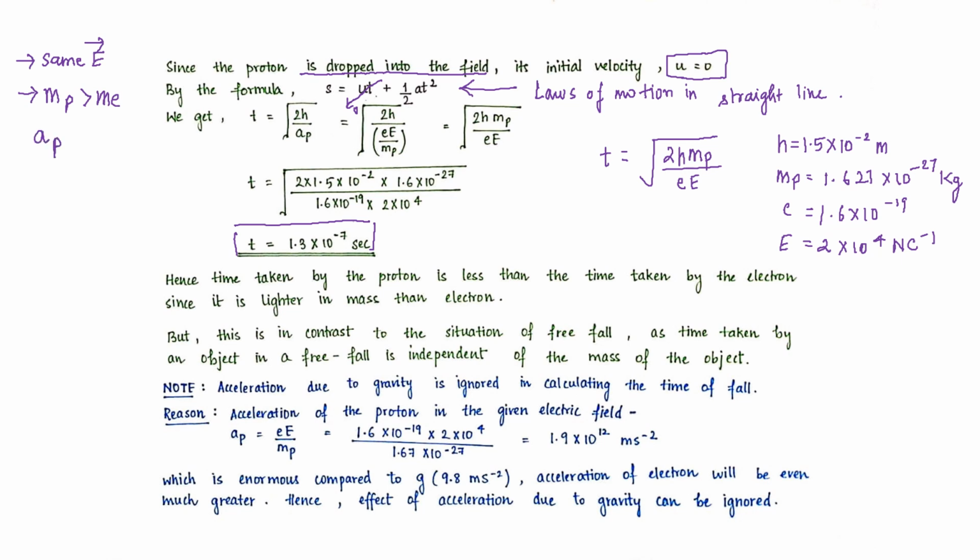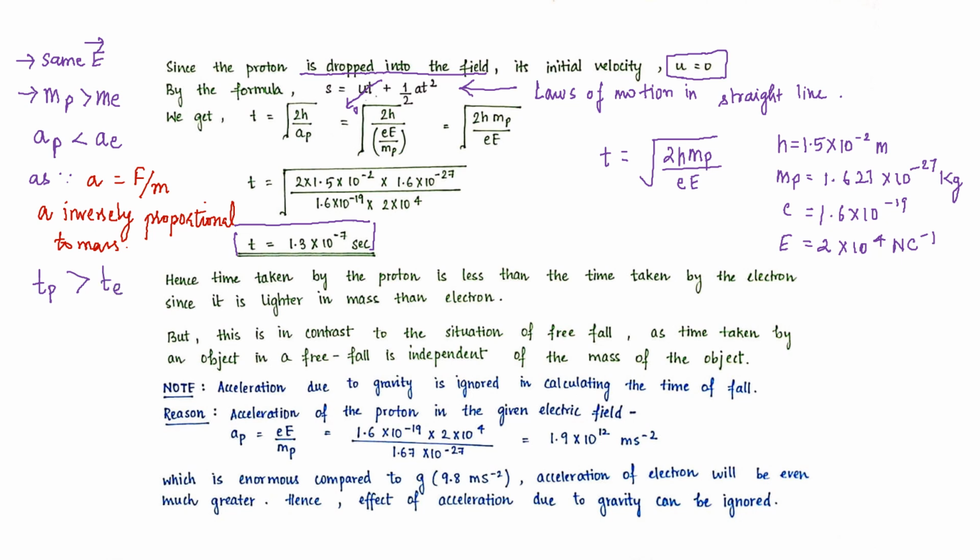Acceleration of proton is smaller than acceleration of electron, as seen here in red, as acceleration equals force upon mass. Acceleration is inversely proportional to mass. Whenever mass increases, acceleration will decrease. And then time of proton will be greater than time of electron.